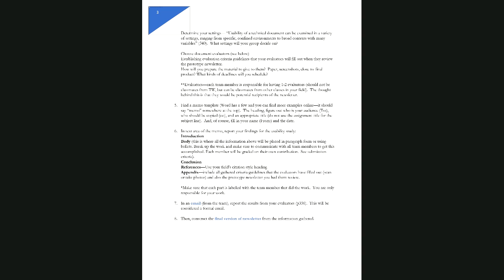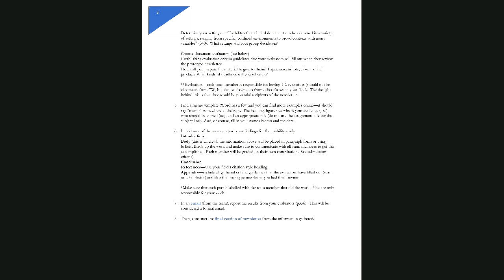Then after you get all this done, compose an email from the whole team to me and report the results from your evaluations. So if you look starting on page 356 of chapter 13, you'll see how to make this, how to report the results. You should probably have a graph of some sort. Let me know what they really said.